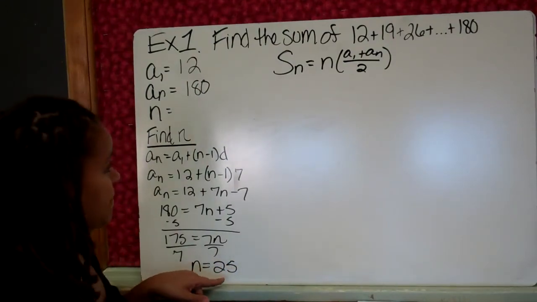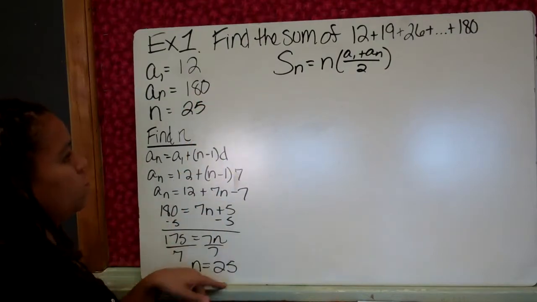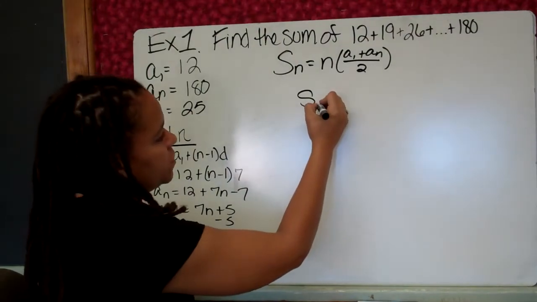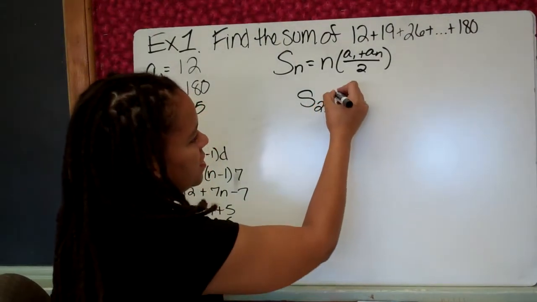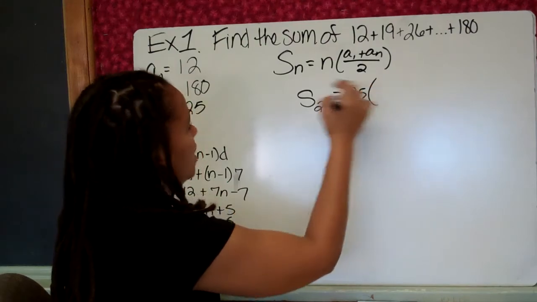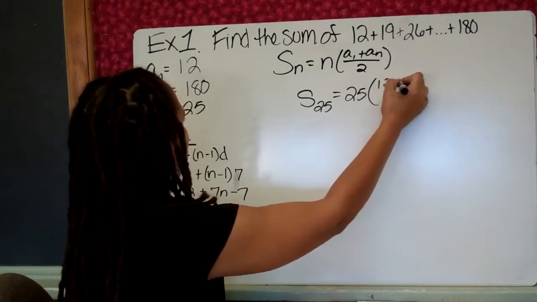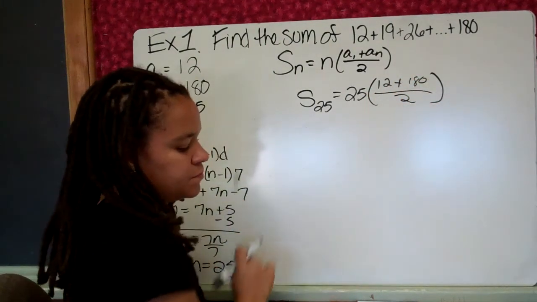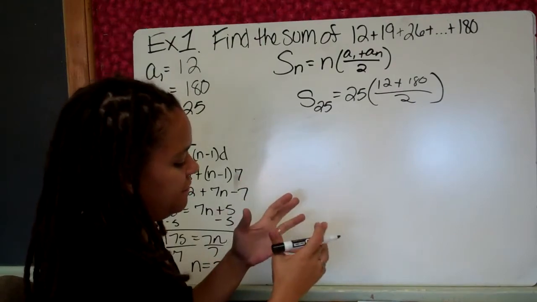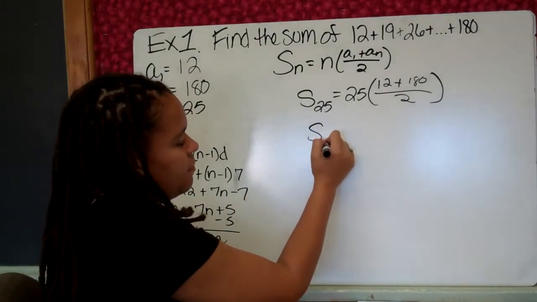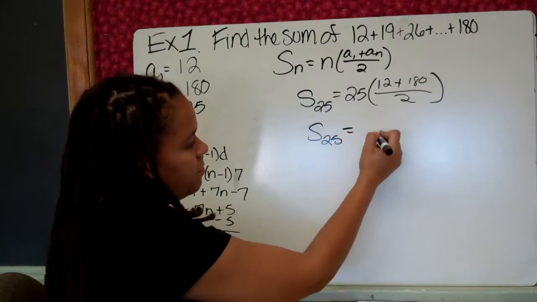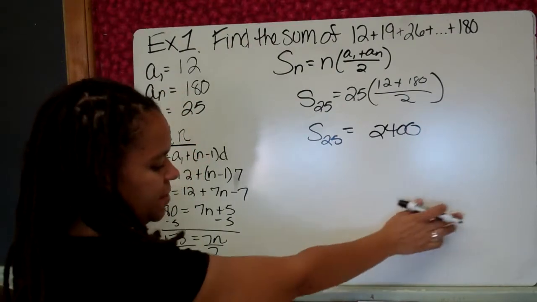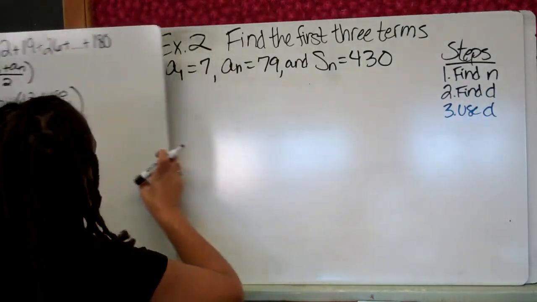So now I have my n, which means I can use my formula. The sum of the first 25 numbers is equal to 25 times (12 plus 180) all over 2. If you add all of that up and do your order of operations correctly, take a moment and do that, you should end up with 2400.